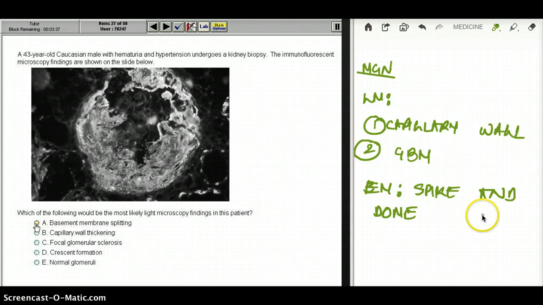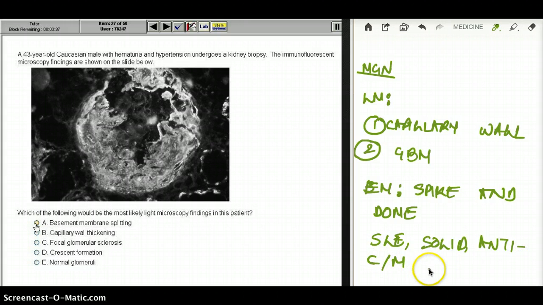What are some of the causes of MGN? SLE, solid tumors, anti-cancer drugs, anti-malarial drugs, drugs in general, hepatitis B, C, all those things can cause MGN, which is going to cause capillary wall thickening, okay, and also thickening of the glomerular basement membrane. So that is going to be MGN. That is choice B. What about choice C?